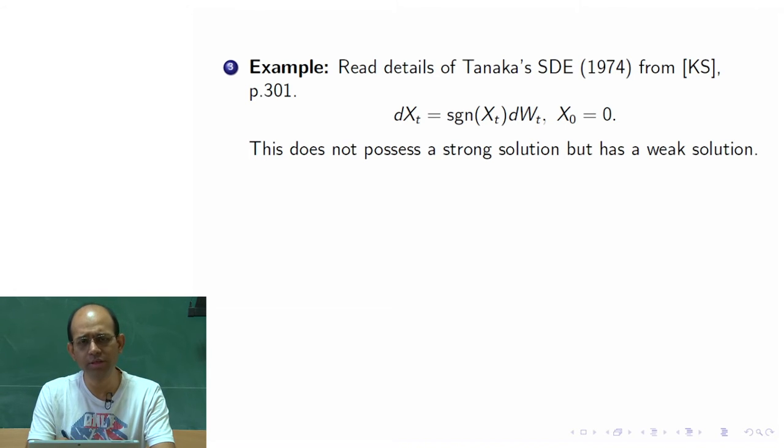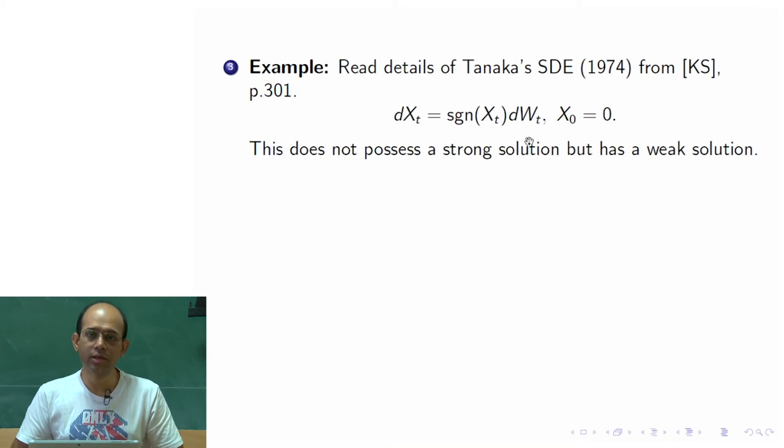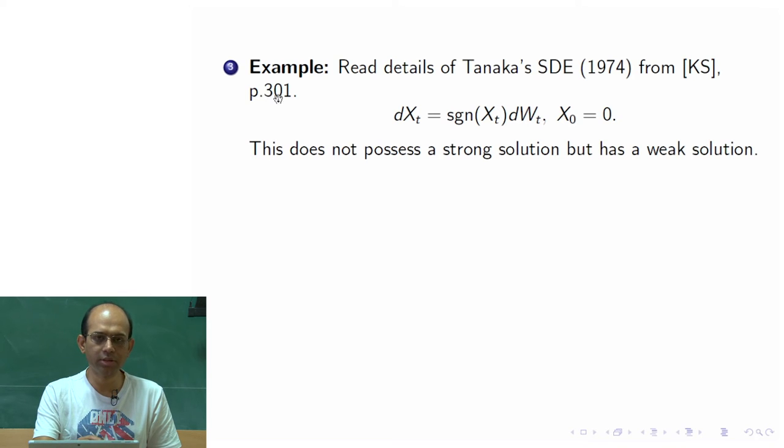Now we come back to the example that I promised I would discuss. I am not giving the full details of this particular example, because one has to show that for this example, this SDE does not admit a strong solution in general. That part we are not presenting here. One can read the details in the book of Karatzas and Shreve, on page number 301. This is the book I am referring to most of the time, and it is listed as a reference book in the course details. So this does not possess a strong solution, but has a weak solution, which we are going to show in detail.